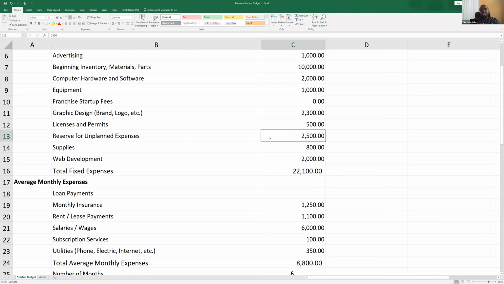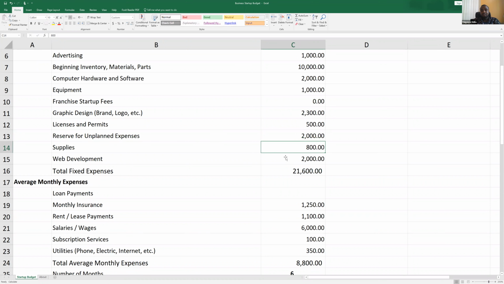Reserve for unplanned expenses. When you're starting a business, we have some expenses which will be incurred, but you've not planned for. Maybe you'll plan to have your machine, your laptop, but you didn't have the wire, the extension cable, the software or the Wi-Fi in your budget. So here is where you put those unplanned expenses for those emergencies or for the items which you didn't budget for. So for us, we're going to put 2,000.